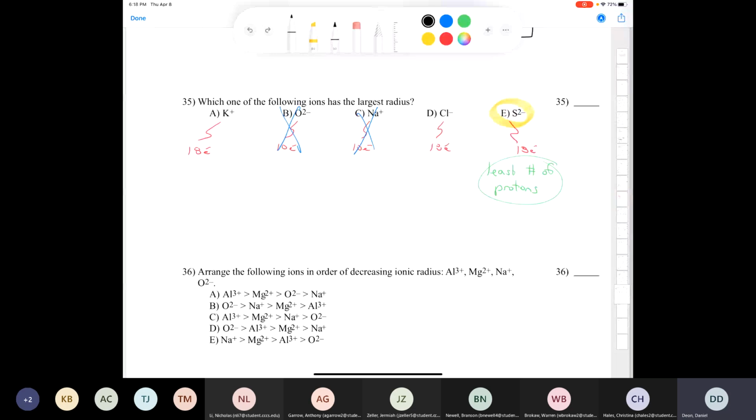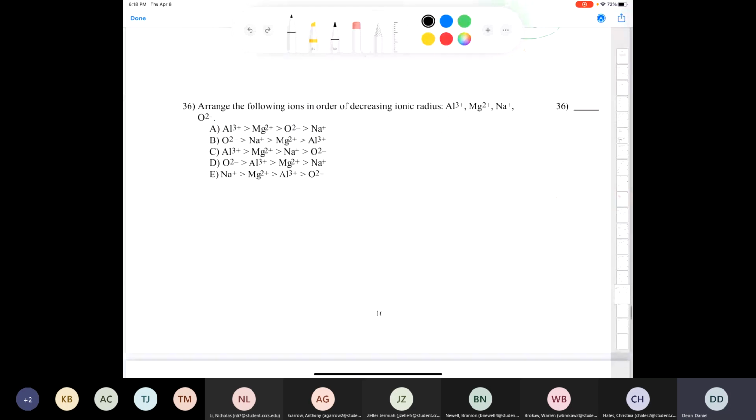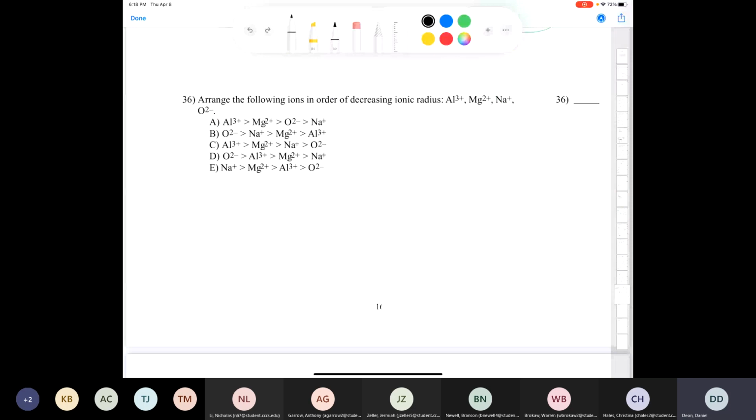Number 36 says arrange the following ions in order of decreasing ionic radius. So we want to go from large to small, right? We want to go from large all the way down to small in order of decreasing, right? Well, which one of these is going to be the biggest? Well, the first thing I want to do is figure out how many electrons each one of these have.